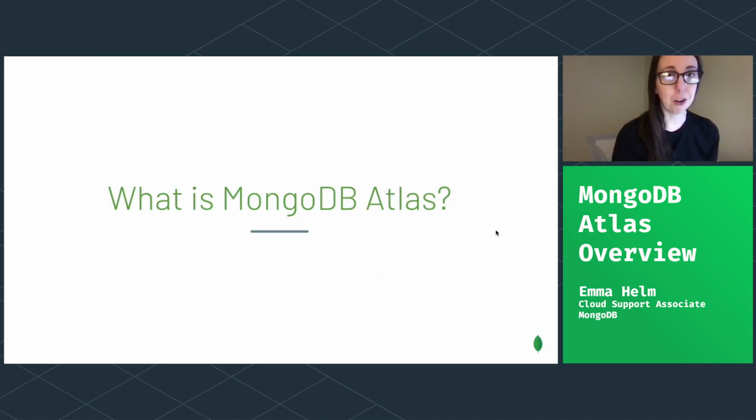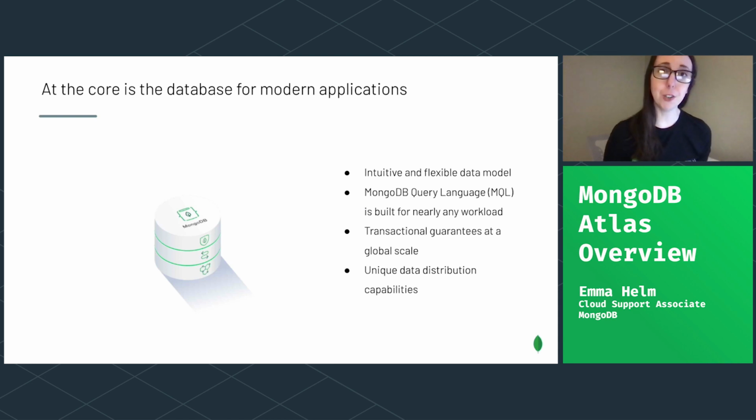So what is MongoDB Atlas? It starts with MongoDB, the database. Our intuitive and flexible data model makes it easy for developers to build new applications and iterate on existing applications because they can think about their data the same way they think about their code. Our expressive query language allows teams to ask a wide range of questions of their data, making it suitable for nearly any workload across an organization. This is why we're able to say that MongoDB is a general-purpose database versus other databases that are a little less flexible.